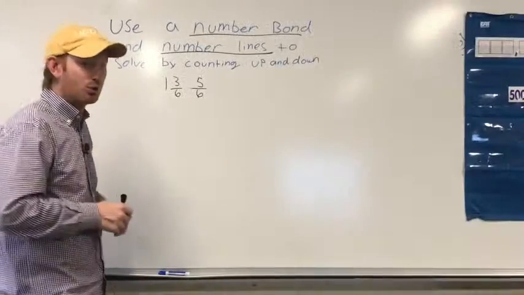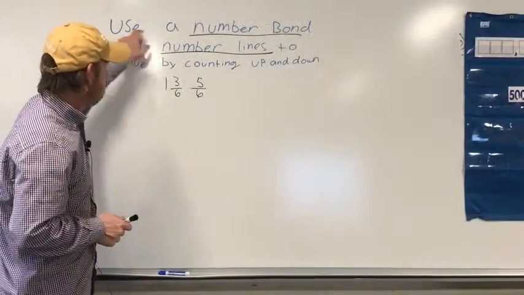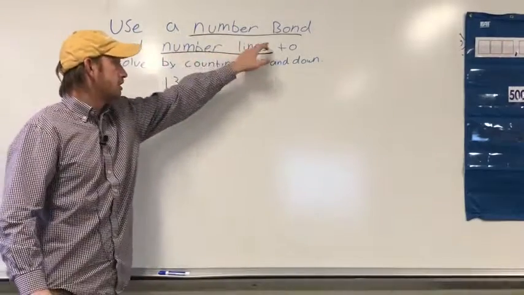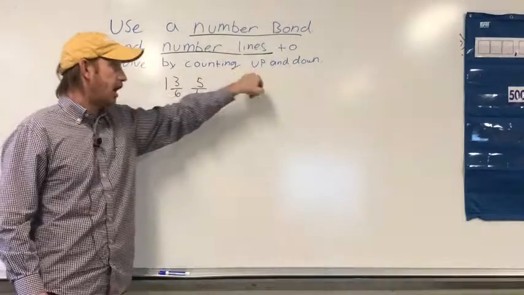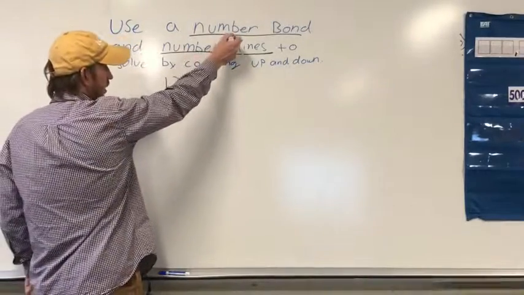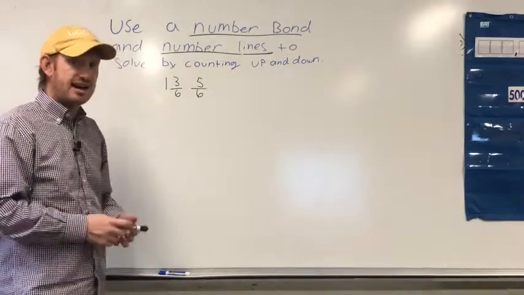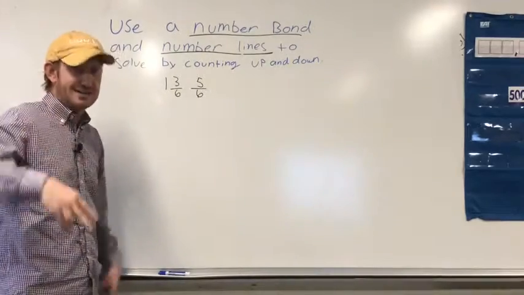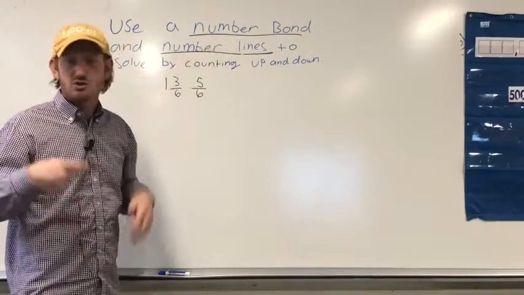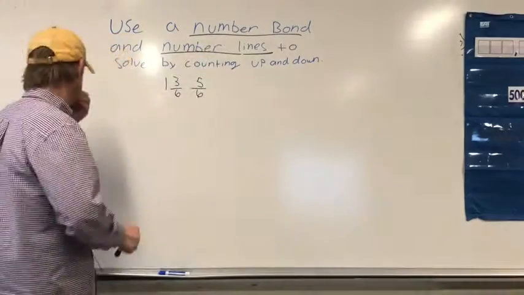The next problem we're going to do asks us to use a number bond and a number line to solve by counting up and down. I underlined number line and number bond because this question is asking me to do two different things, and I don't want to forget. So I underline what was important so that I know what I'm doing.